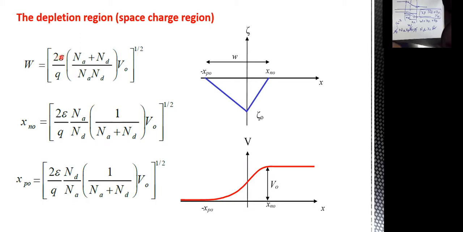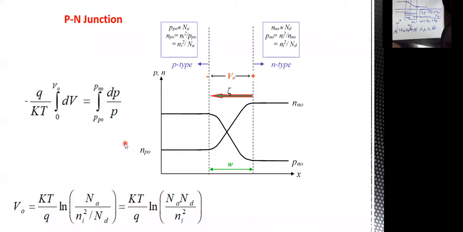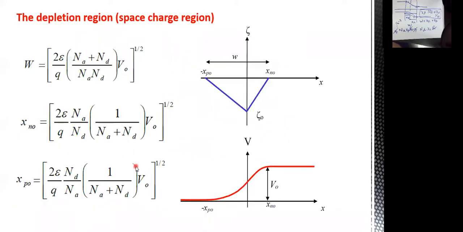So 2 epsilon over Q, times NA plus ND over NA ND, times V node. V node is the built-in potential. We already have an equation for V node, which is this equation. And NA and ND are the doping concentrations. So this is the equation of W. And this is the equation for XN, and this is the equation for XP. Of course, if you sum these two equations together and make a common denominator, you will get this equation.